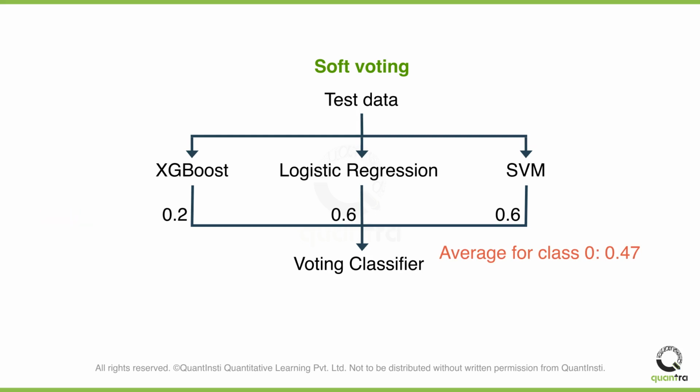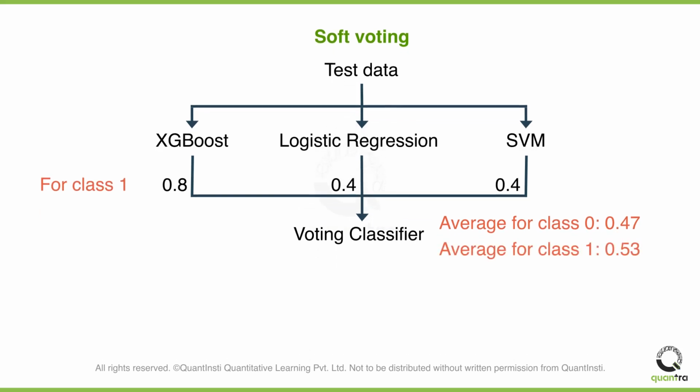The voting classifier will then receive the probability of occurrences of all three models, for class 1, as shown on screen. The voting classifier will now take the average of these values as well, which is 0.53. You can see that the average for class 1 is higher. Thus, the voting classifier will give the final output as 1.